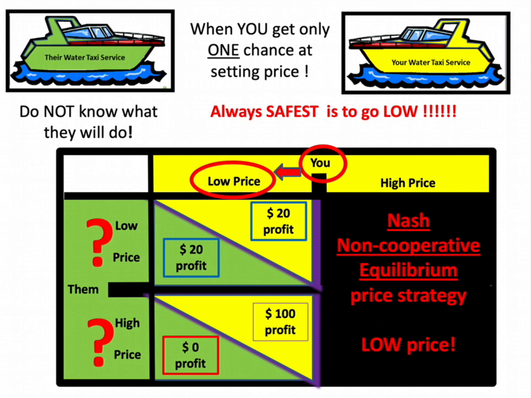So we have a special name for this. It's called the Nash Non-Cooperative Equilibrium Pricing Strategy. Now, Nash is an economist who created this idea and published it, and so we attribute that name to it. So if you had a question about the Nash Non-Cooperative Equilibrium Pricing Strategy, you'd have an idea what that means. That means your best shot is going low, because you have a 50% chance of 20 and a 50% chance of 100.